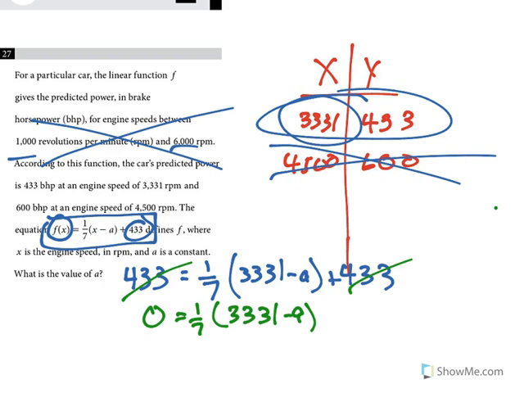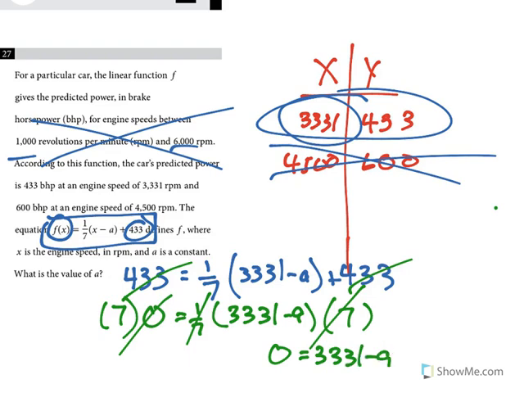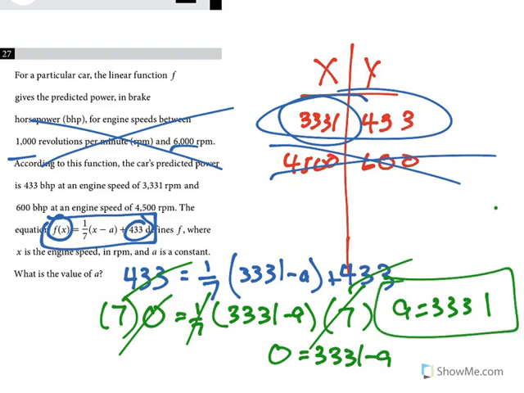And I'm going to multiply both sides by 7 because, like a quadratic, I got 0 on one side. Fantastic, right? So now what happens here? I get 0 equals 3331 minus a, and a is equal to 3331. So kind of deceptively easy there, I thought, right? But that's it, right? So again, overall, I thought this test was pretty fair.